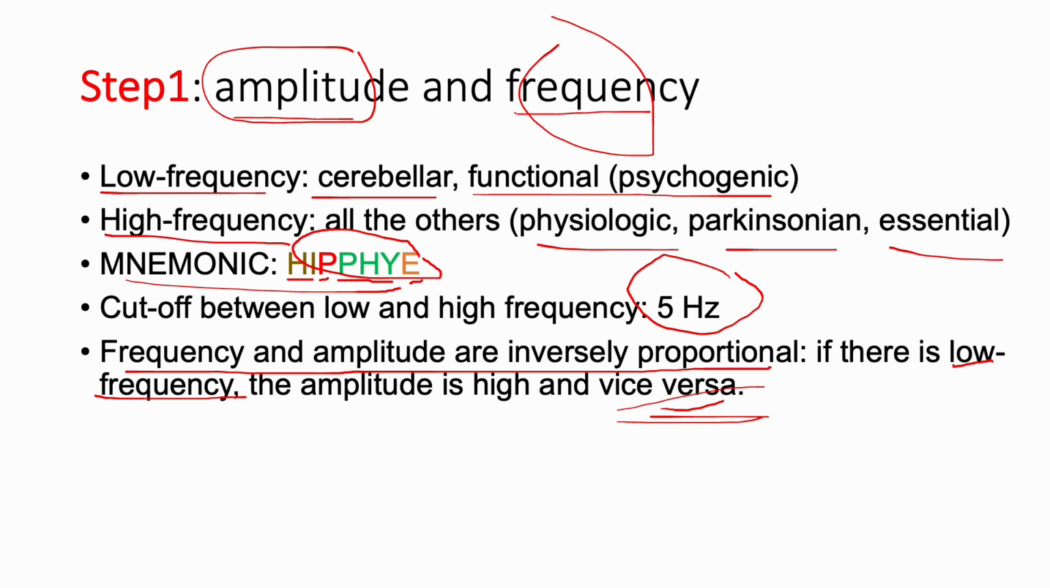And so the concepts you have to keep in mind for test day are the mnemonic HIPPY, the rule that amplitude and frequency are inversely proportional, and the number 5 Hz. Now, of course, you see that there are 2 subclasses. In each subclass, there are different tremors, so this is not enough to differentiate between one tremor or another. So let's go to the next slide in which I show you how to differentiate each tremor in more detail.